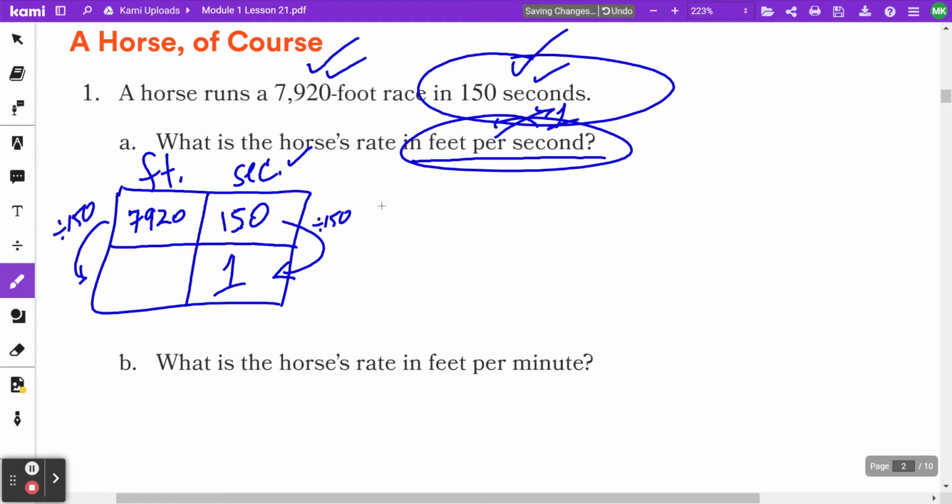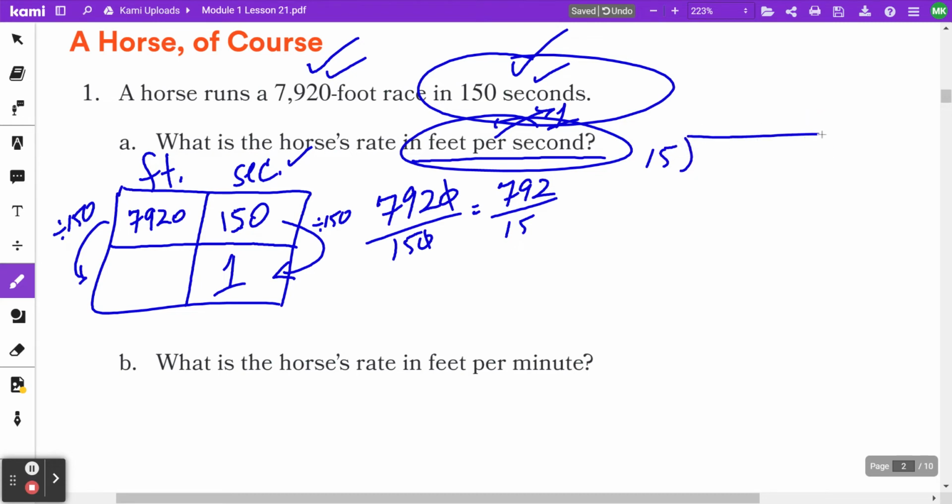So there's my setup. And what I wind up with is a math problem that says 7,920 divided by 150. Right away I can divide each of these by 10, and I have another problem. It's getting a little bit smaller, which is nice. Divide by 15. That's a little bit better. So that's the one I'm going to set up right over here.